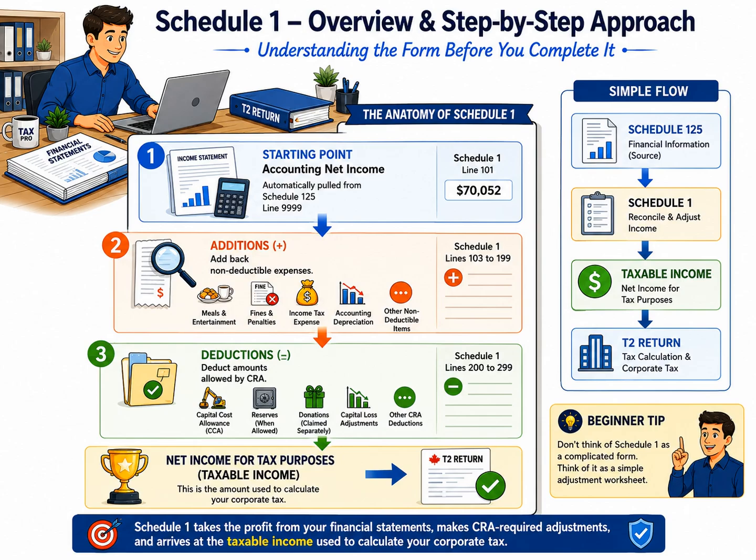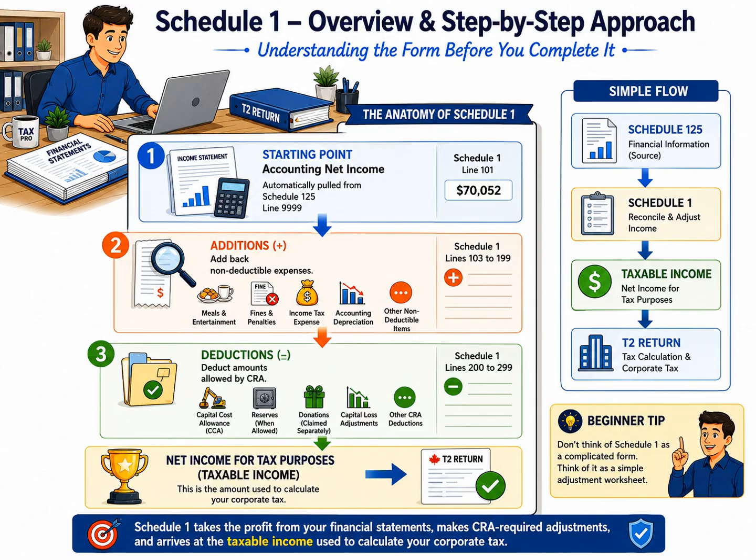After the add-backs comes the Deductions section. This is where you claim deductions that are specifically allowed under the Income Tax Act, such as capital cost allowance, certain reserves, charitable donations, and other tax adjustments. These deductions reduce taxable income. Once both the additions and deductions have been applied, Schedule 1 calculates the corporation's net income for tax purposes, commonly referred to as taxable income. This is the amount that will ultimately be used to calculate the corporation's income tax.